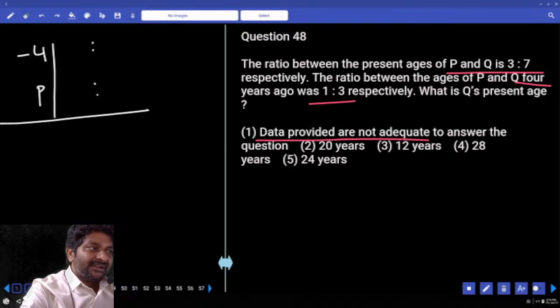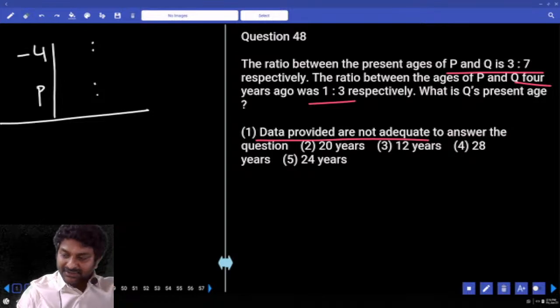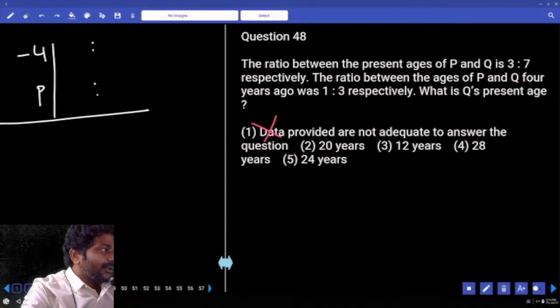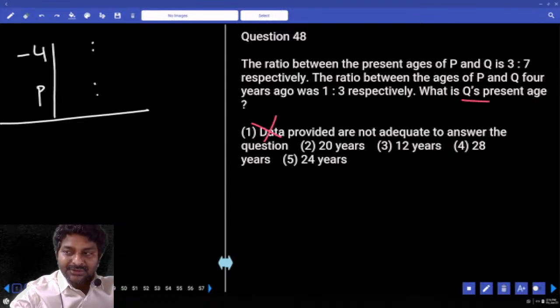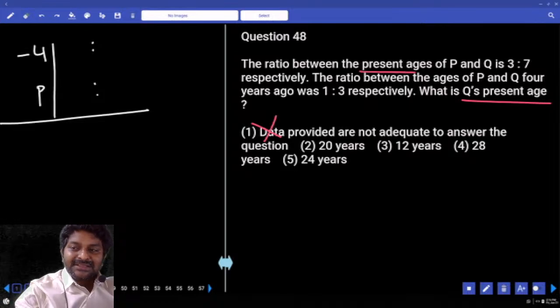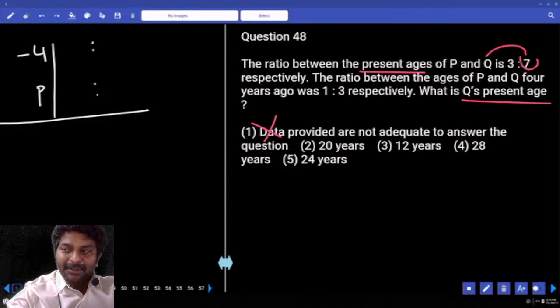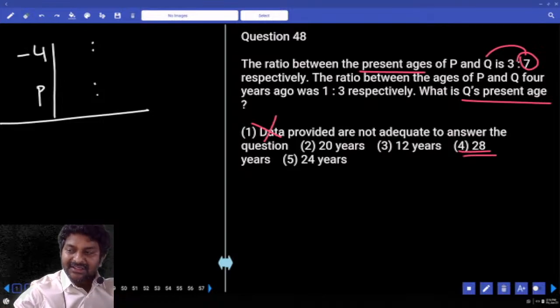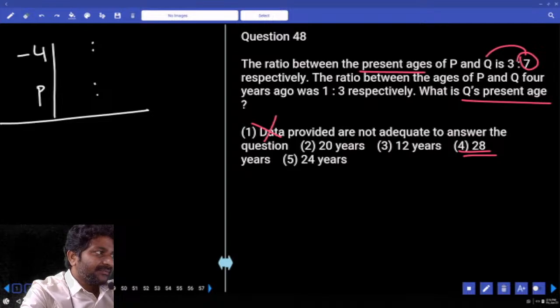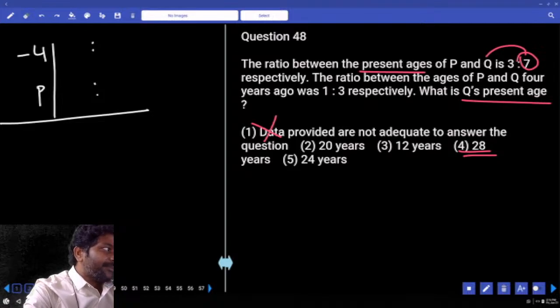Using this information, can we identify age of either P or Q? Tell me yes or no. Yes, so first option is eliminated, right? Yes, you know that we can answer the question for sure. Am I right? Yes, now go to the actual question. Q's present age is equal to how many parts? Should be a 7 multiple then. How many options are there? 4th option final. It is very important to eliminate the first option for these types of questions. Understood?